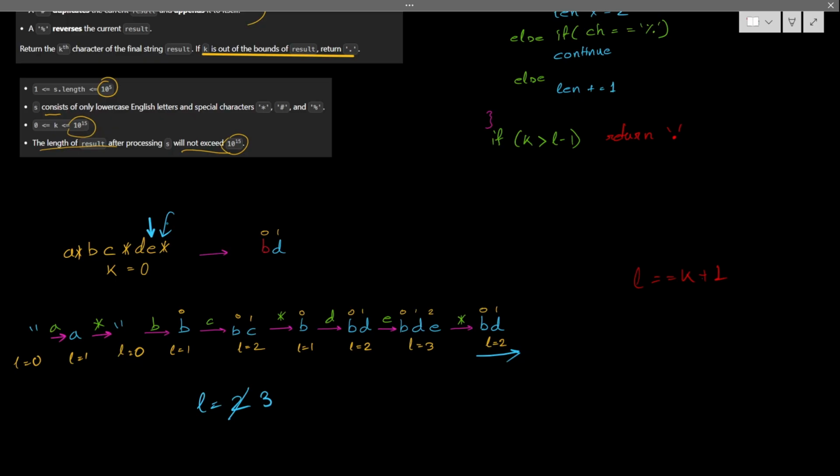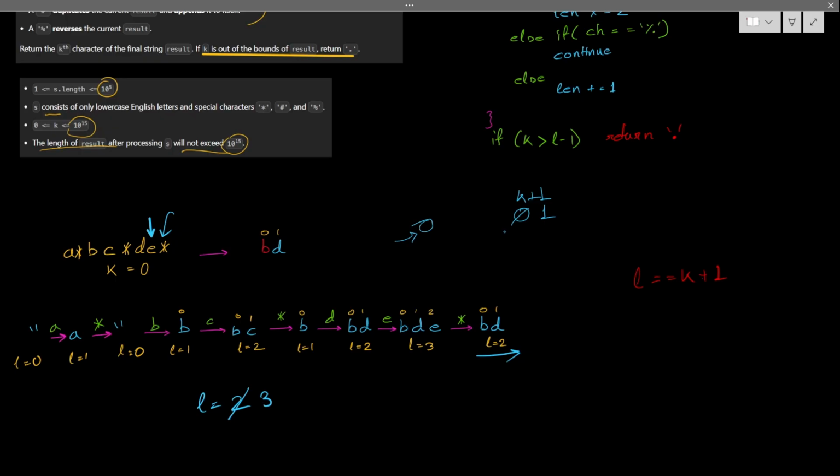Can we check? Whenever I'm getting this E, what is the length at that time? Length is 3 at that time. So whenever I'm getting E, my length is 3. And what do I want to check? I want to check 0, like K is 0. So the length I am looking for is K plus 1, that means 0 plus 1 is 1. Whenever I'm getting E, my length is 3, so this cannot be my case.